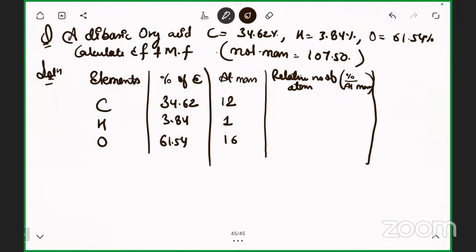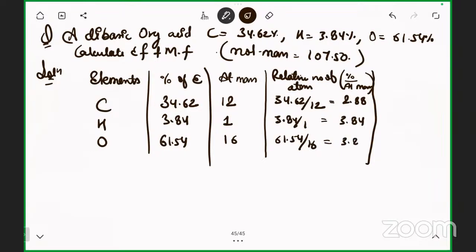Percentage divided by atomic mass. So percentage is 34.62 divided by mass 12. Percentage is 3.84 divided by mass 1. Percentage is 61.54 divided by mass 16. When you calculate this, it will be around 2.88, around 3.84, around 3.84.